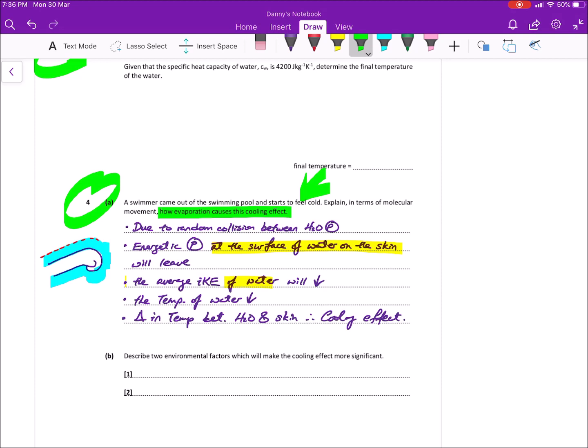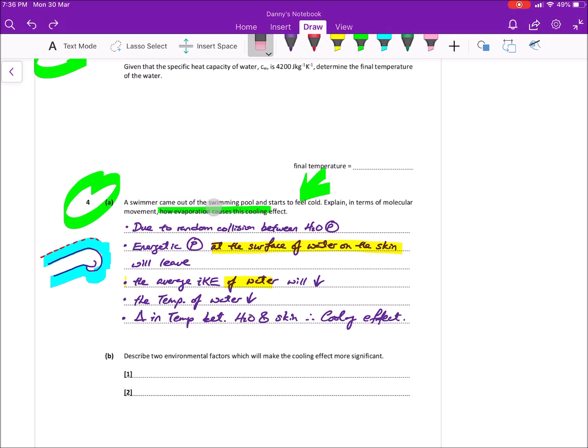I understand that our body temperature is higher than the water from the swimming pool, which is at room temp. So naturally, the room temperature water is going to absorb heat from your skin, and that would cause a cooling effect itself. But we know that is true, but we are not going to comment on that because we want to focus on evaporation. Okay, we want to focus on this.